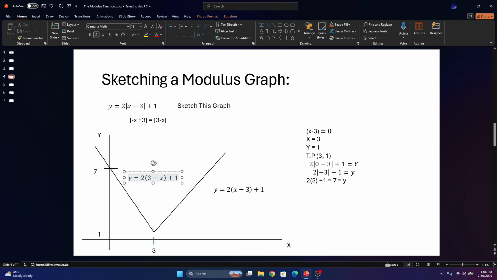plus 1. Now, an important thing to note is that you only multiply the modulus by -1. You don't multiply the entire equation.